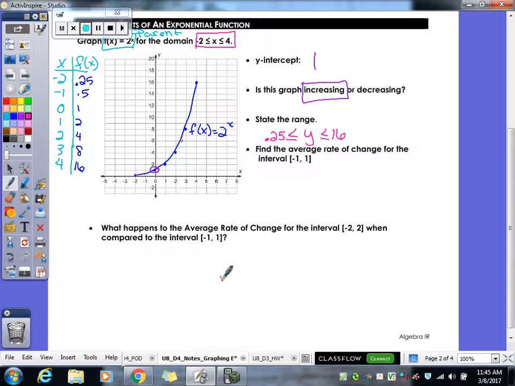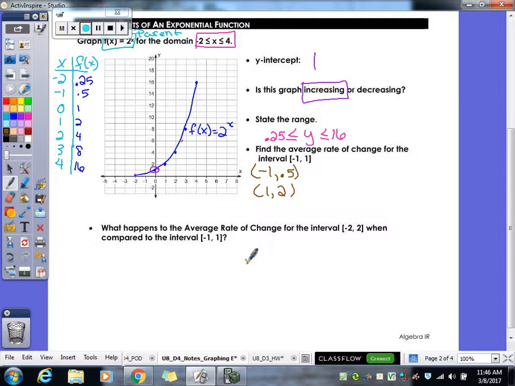So in here they want us to find the average rate of change for the interval -1 to 1. We've talked about this before. Remember, when they write this, those are your x values of 2 points that they want you to use. So we're looking at where x is -1 and where x is +1. So if we look at our table to finish off our point, it's -1, 0.5 and then +1 what? 2.